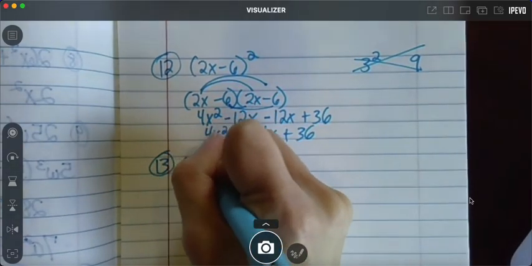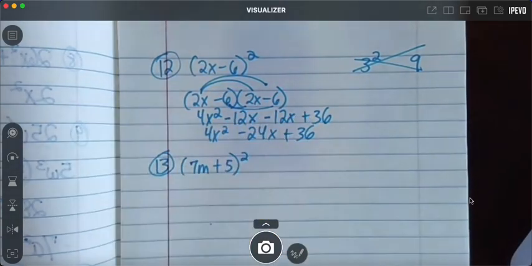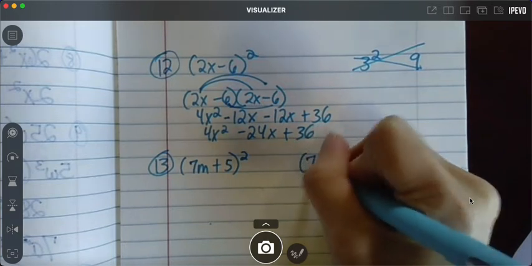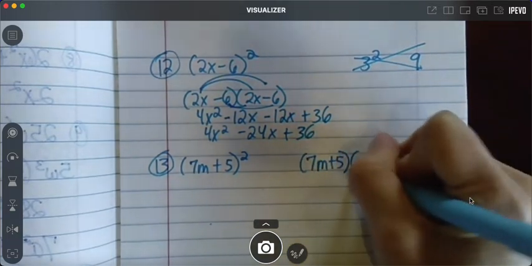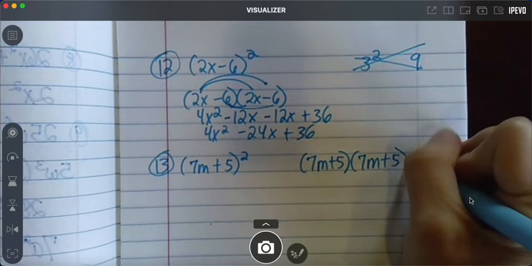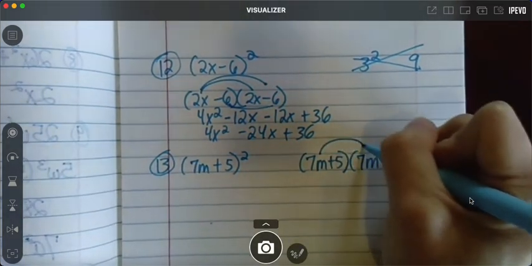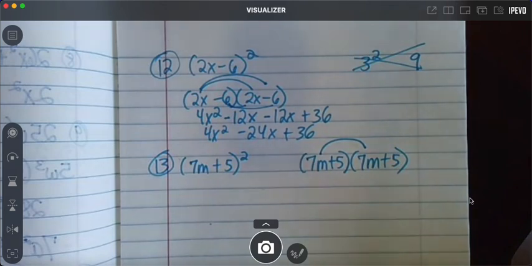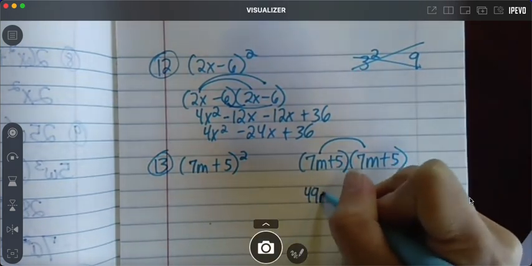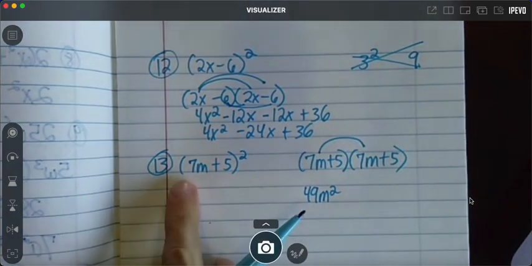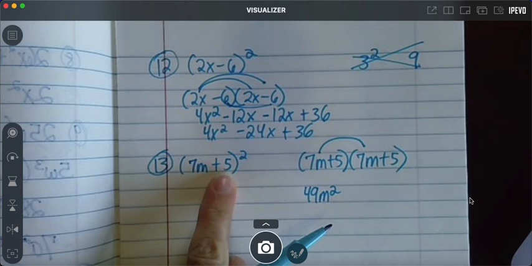So it's 7m plus 5 squared. What that means is I multiply that whole thing times itself. Again, I suggest rewriting it. 7m plus 5 times itself. And when you do that, that's FOIL method, correct? 7m times 7m. What is that? 49m squared. And then I would have known it's going to be 70m in the middle because I just multiplied this and then double it.